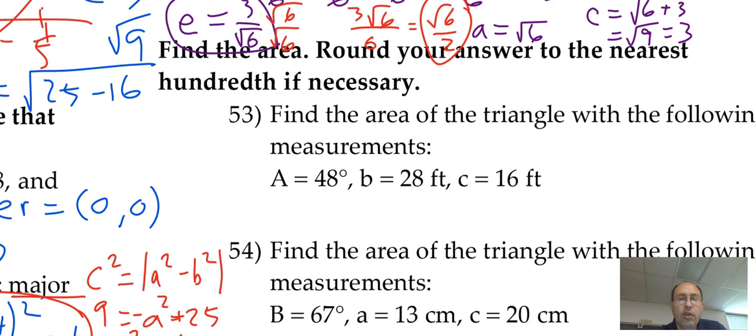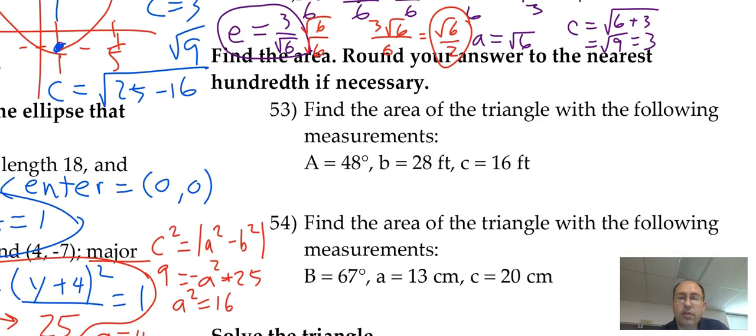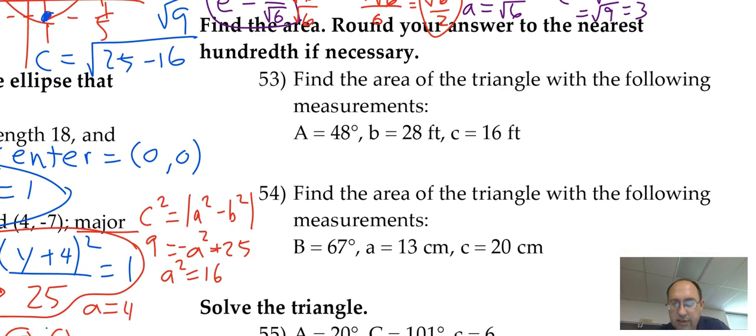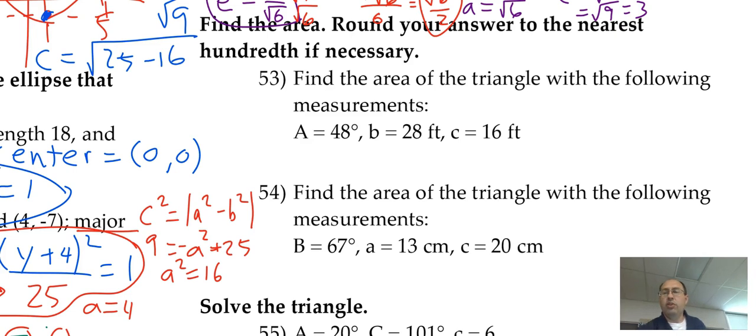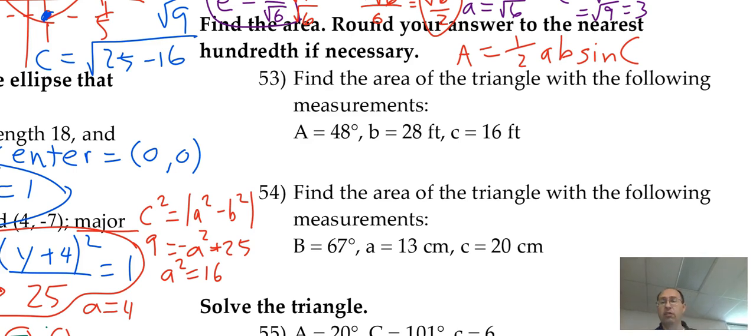Find the area. Round your answer to the nearest hundredth if necessary. Find the area of the triangle with the measurements. Oh, this is the half absence formula. Half absent, like when you take half a day off of school. Half absence. Okay? And I know you're going to try to tell me, well, it counted as a whole day, Mr. Staley, even if you take a period off.